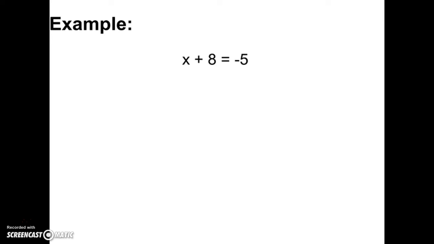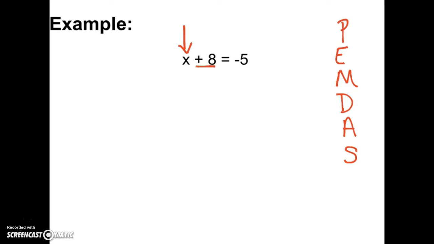Here I have x plus 8 equals negative 5. I'm always looking to get the variable, in this case x, by itself, so I'm moving everything else away from the variable. I do still have to follow my order of operations. That was the PEMDAS that we talked about in the last section, 0-4. If you don't remember what those stand for, either look back in your notes or go back and watch the 0-4 video about algebraic expressions. Okay, so we're trying to get our x by itself.